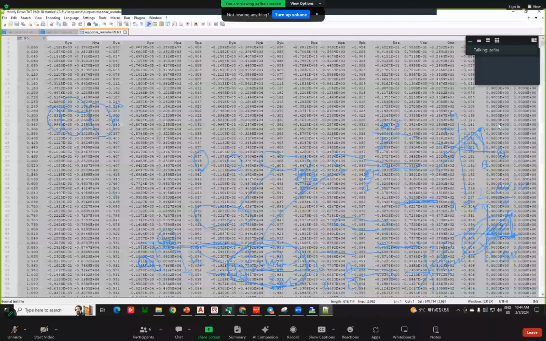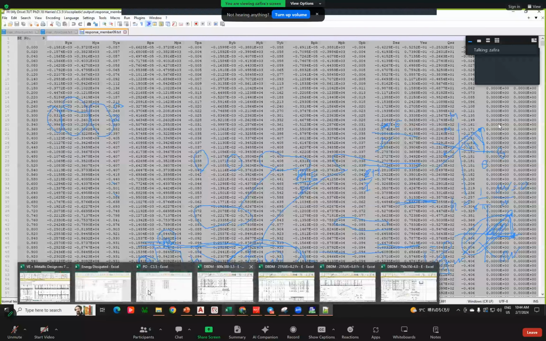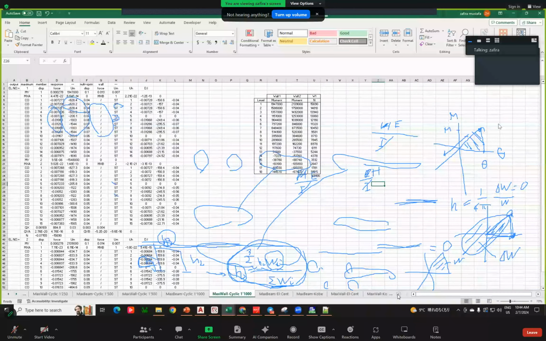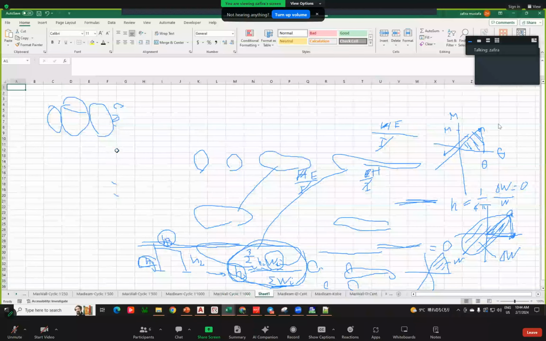We can try. I think we can plot the hysteresis from here, Sensei. Let me just try. If you draw B and Q, this is the hysteresis of the damper. You can select N and P. Same value, this one and this one. Something looks strange.